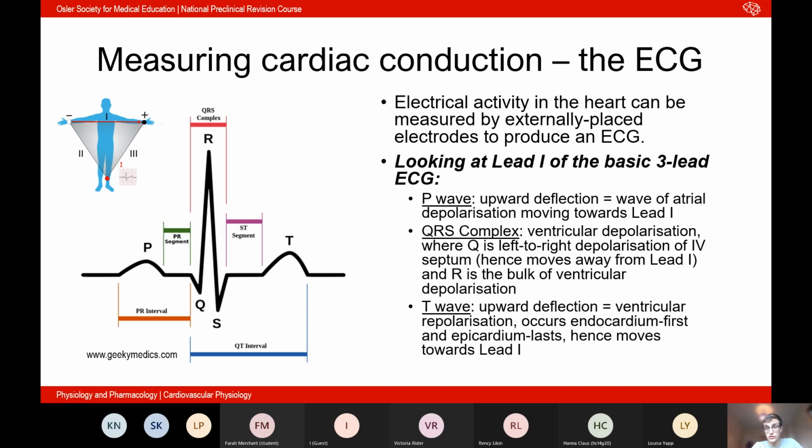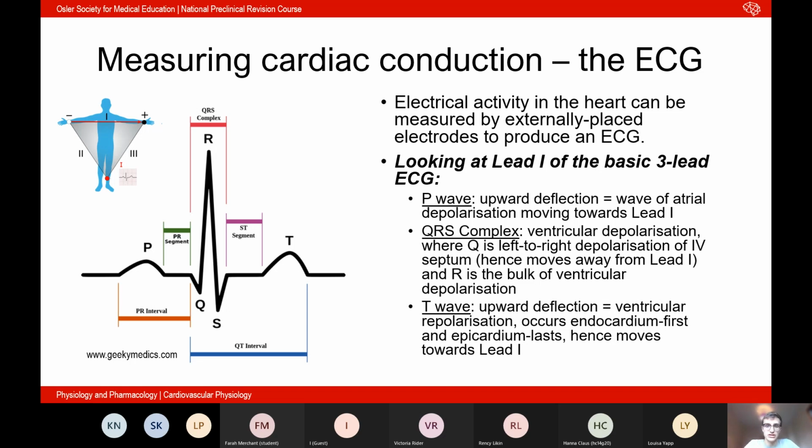We can measure this electrical activity via an ECG. And at your level, it's really useful to be able to think of a 3-lead ECG, where you have lead 1 going directly across the top of the heart, lead 2 going on a diagonal in parallel to the heart if you think that the heart is displaced off to the left, and then lead 3 completing the triangle. I'm sure that you're familiar with the basic ECG, but I have included it here just to remind you.